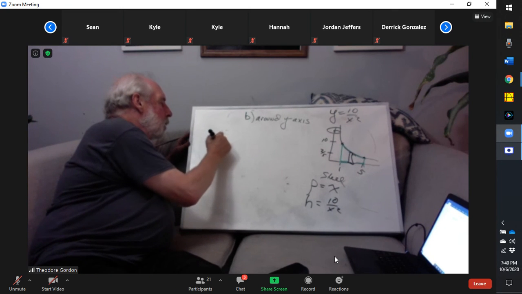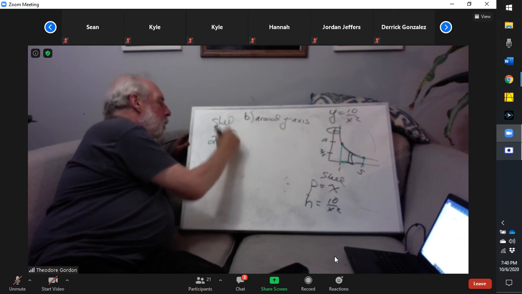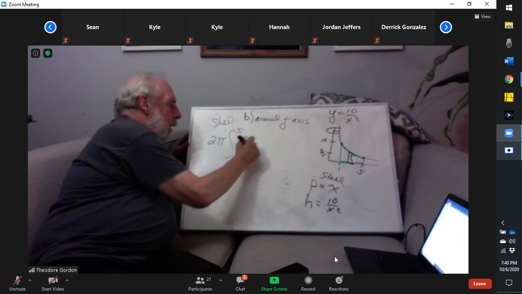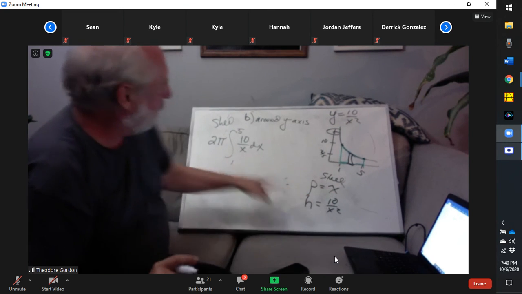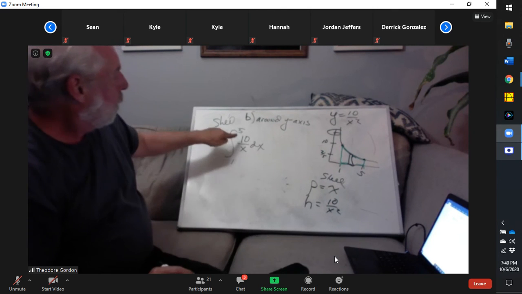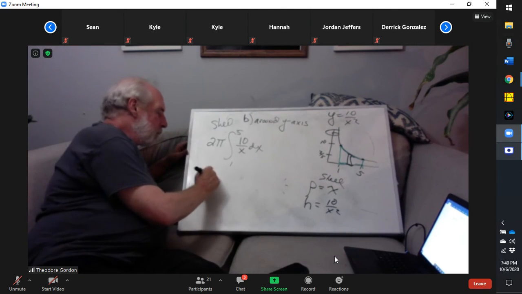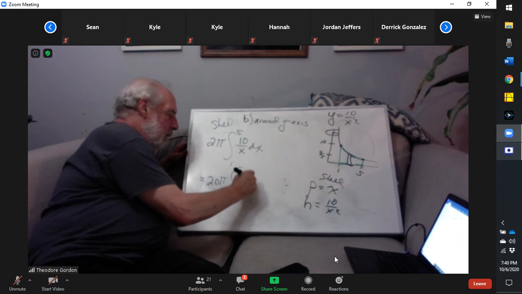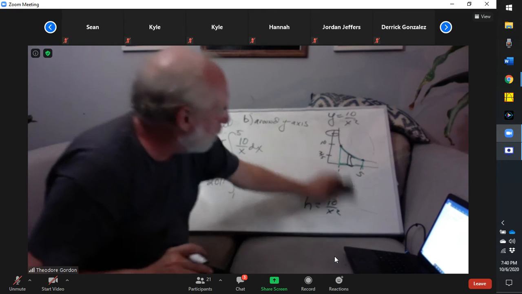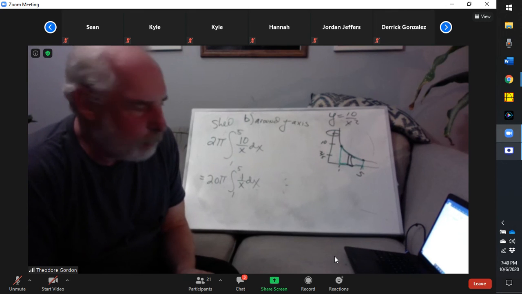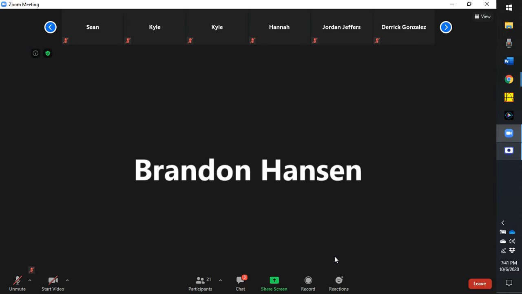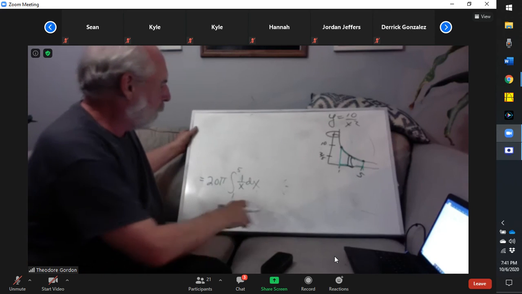So shell is 2 pi. We're going from 1 to 5. It's rho times the function, so we get x times 10 over x dx. Rho times the function just gives me 10 over x... 10 is a constant. I'm going to pull that out in front. 1 to 5, doing 1 over x dx. And there's the integral. So what's the integral of 1 over x? ln x. ln x is correct. That's a Calc 1 thing that goes way back.